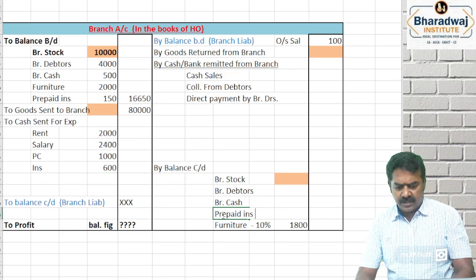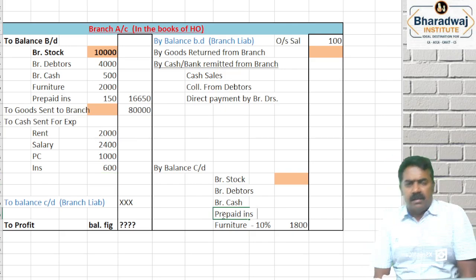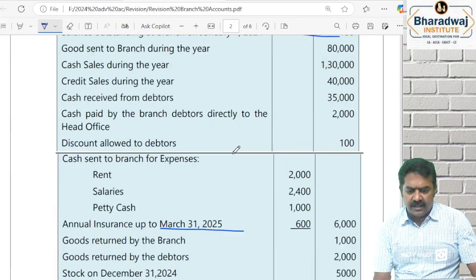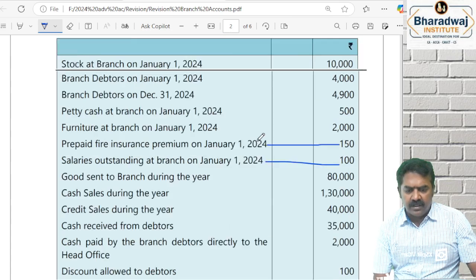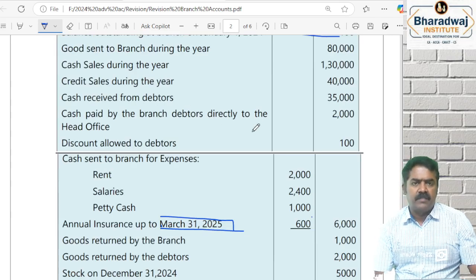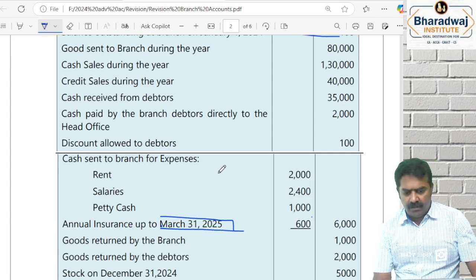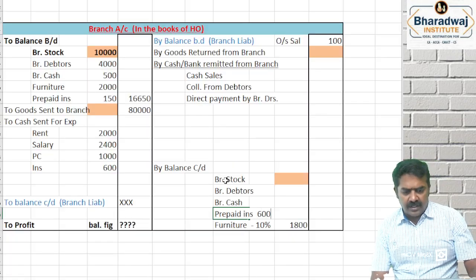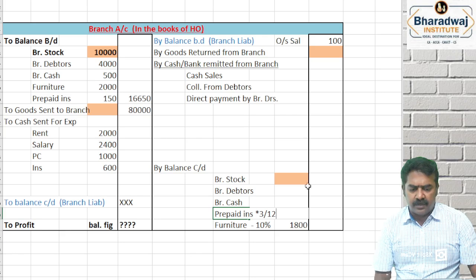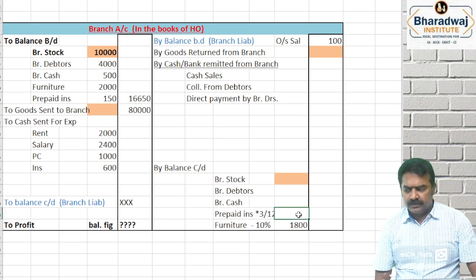Prepaid insurance. It is paid till what date? Annual insurance, they say. Insurance is paid up to 31st March 2025. But we are closing the accounts on 31st December 2024. So how many months we paid in advance? 3 months. So 600 into 3 by 12. How much will come? 150 prepaid insurance.